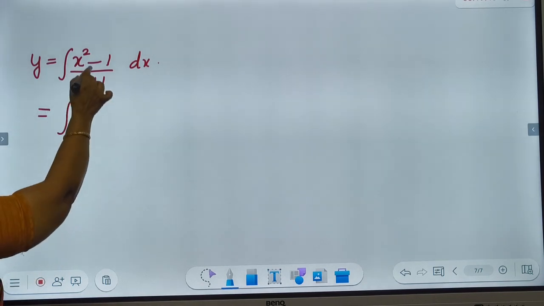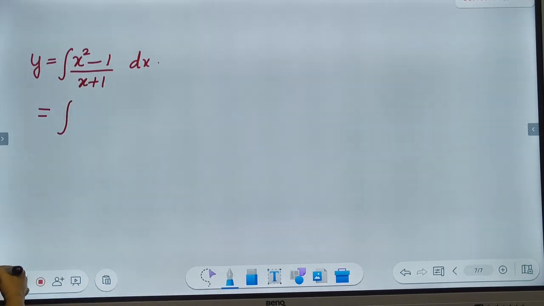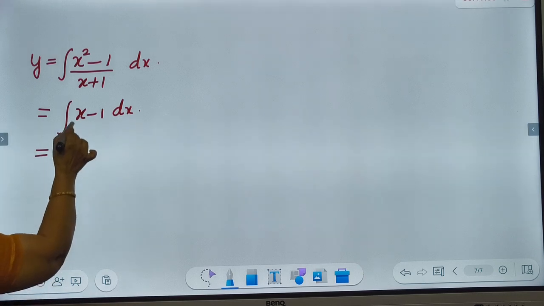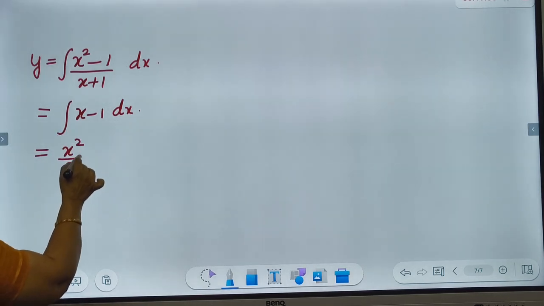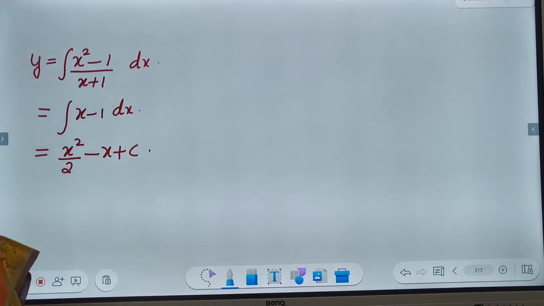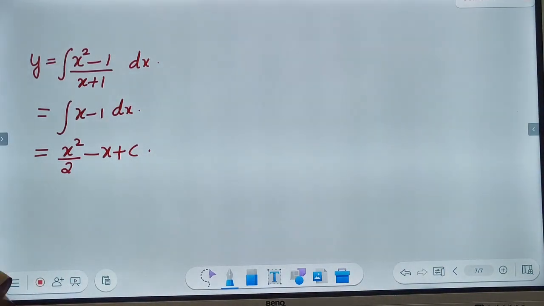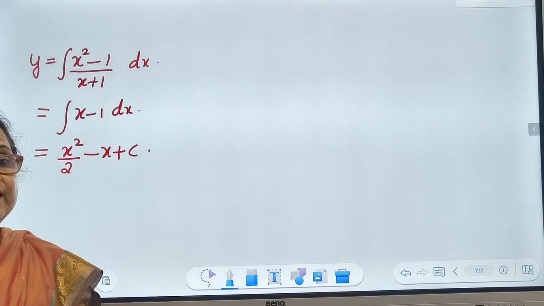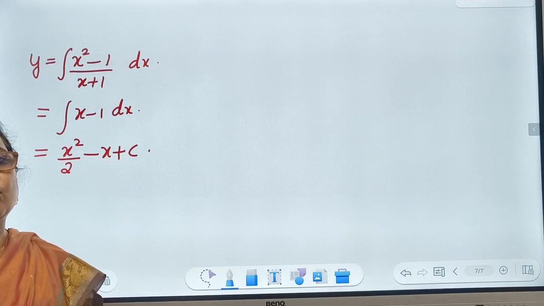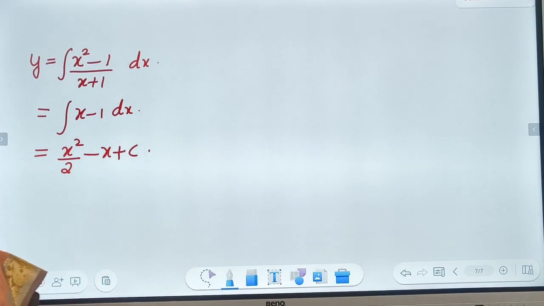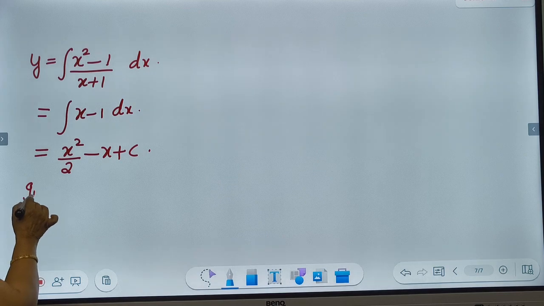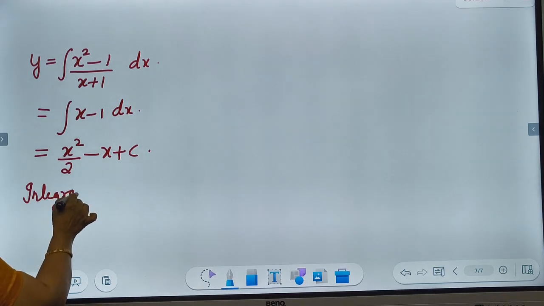This I can write as x minus 1 into x plus 1. X plus 1 gets cancelled. So x minus 1 dx, which will be x square by 2 minus x plus c. So if you know the derivative, you can write directly whatever is the primitive value, the integral value, and it is also called as what? The antiderivative. Okay. Now we are going to learn one method which is called integration by substitution.